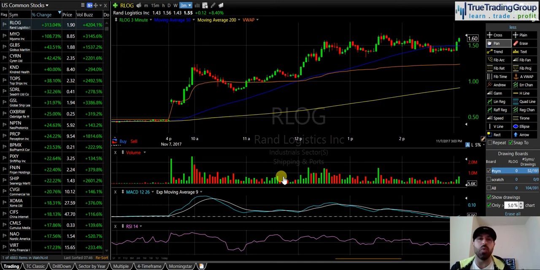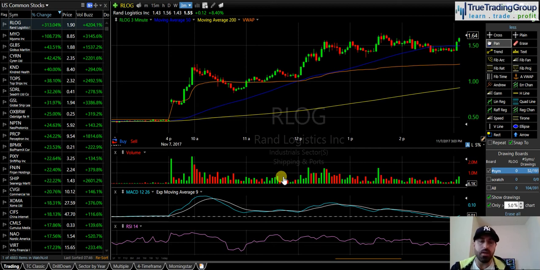VWAP is the volume weighted average price. It's essentially the average price that the shares have been traded at. So if a stock trades between $1.20 and $1, but most of the volume goes off between $1.15 and $1.20, and everything below that was a lot lighter, the VWAP is not going to be dead smack in the middle at $1.10. It's not the average from the low and the high. It's the average of where all the volume is being traded.